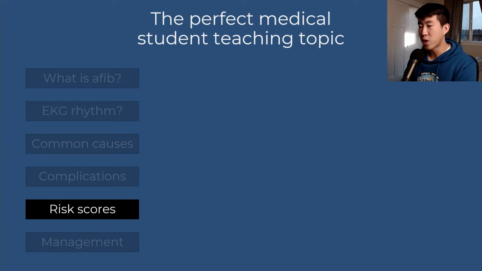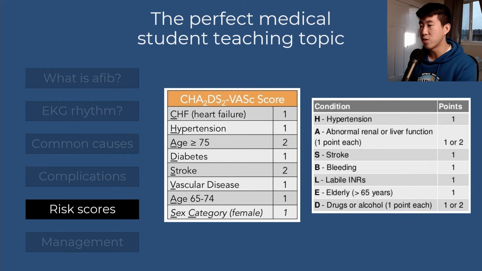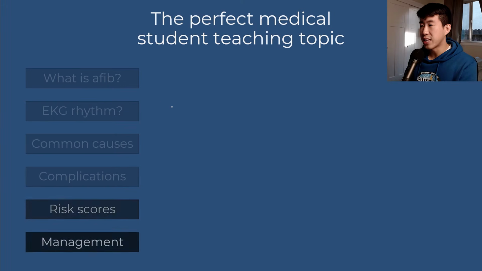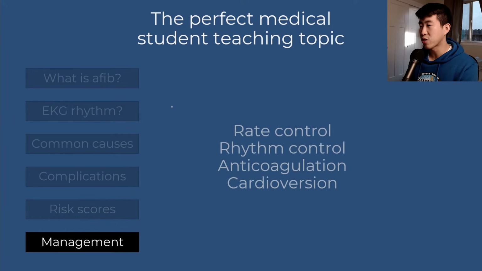They should definitely be aware of the risk scores that we use for AFib, including the CHADS-VASc score and the HAS-BLED score for determining whether we want to start somebody on anticoagulation or not. And so I go through this with them and make sure they know it very well, because this is something that's very pimpable and something that I was pimped on as a medical student as well. And then briefly, we'll talk about management with medical students, including rate control, rhythm control, anticoagulation, and cardioversion.